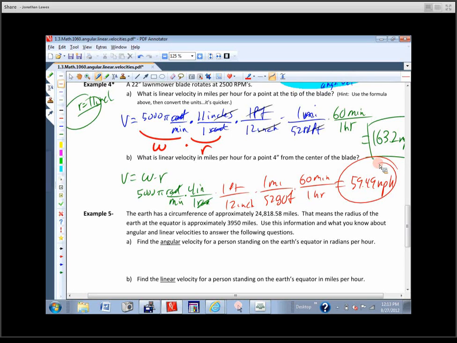Because he's only 4 inches from the center. He doesn't have to travel as far every time he goes around. The further you go out, the bigger your circle is, even for the same angular velocity, even if you're spinning at the same rate, your linear velocity, how fast you're physically moving, in a distance per unit of time, is going to be less because your radius is smaller. Does that make sense?